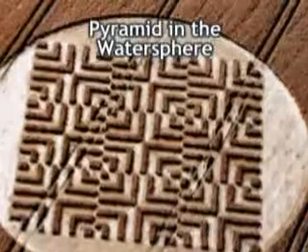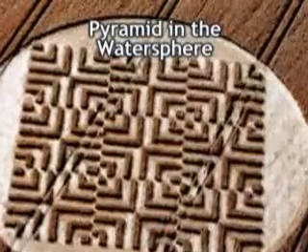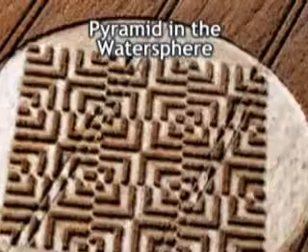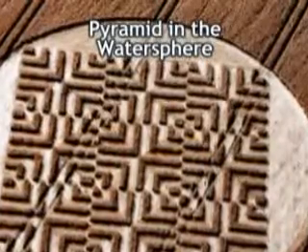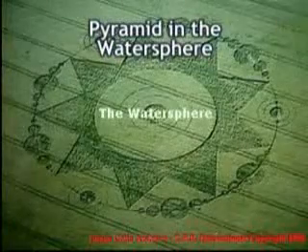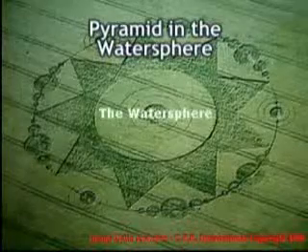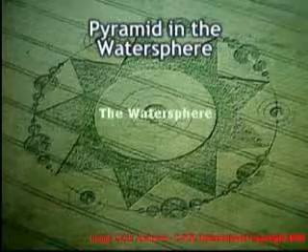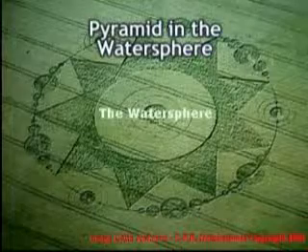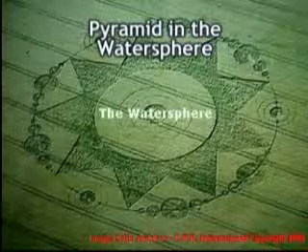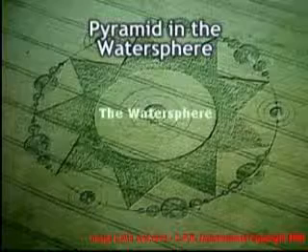For example, in this formation representing the pyramid or octahedron, there are a total of 9 squares. Again, here is the water sphere encompassed in an interesting related geometrical design. 3, 6, and 9 are everywhere.